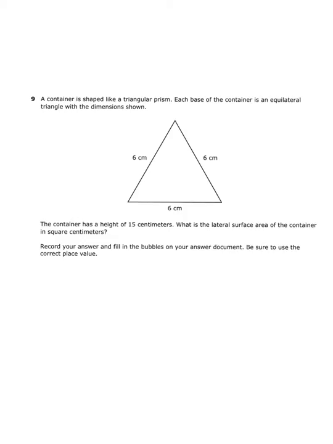Number 9. A container is shaped like a triangular prism. So this is the shape we're dealing with. Each base of the container is an equilateral triangle with the dimensions shown. The container has a height of 15 centimeters, so that's important. What is the lateral surface area of the container?